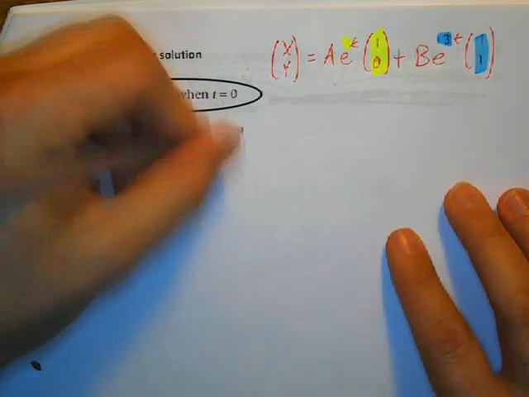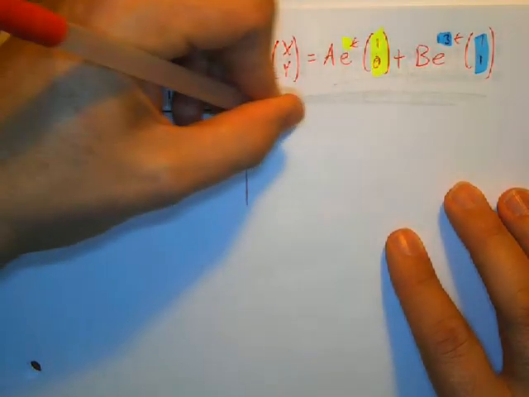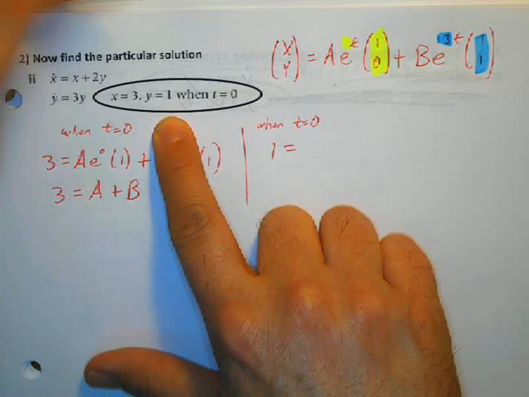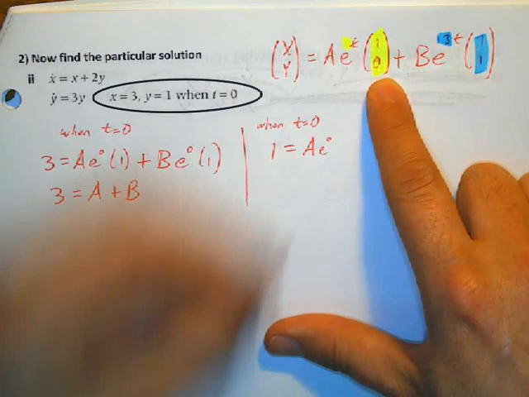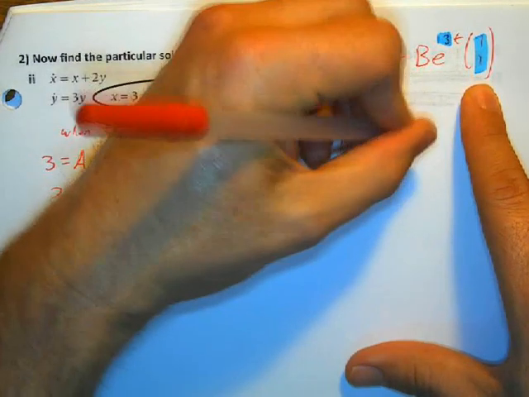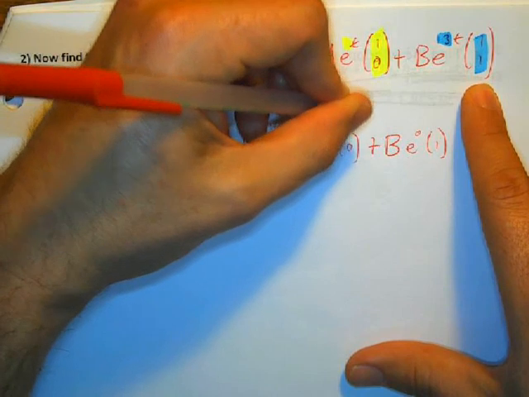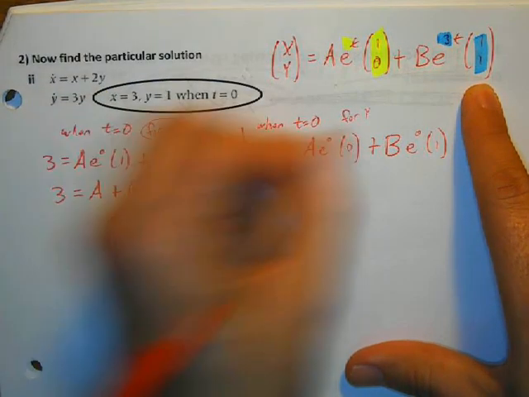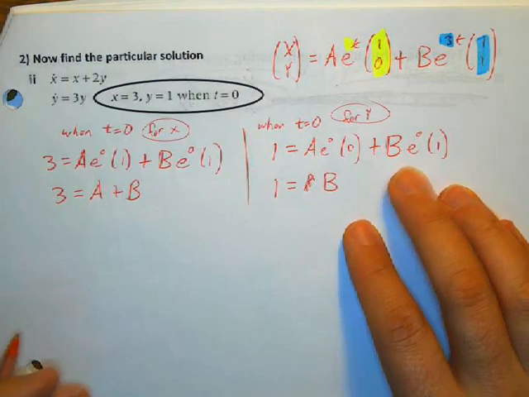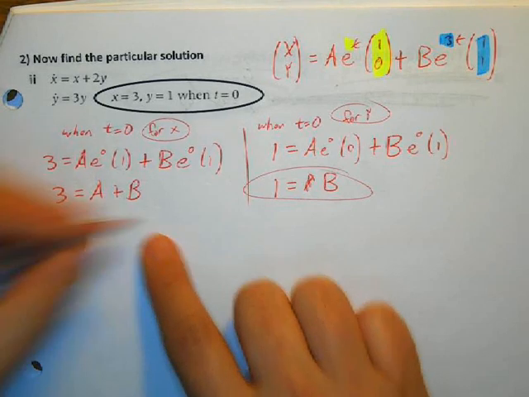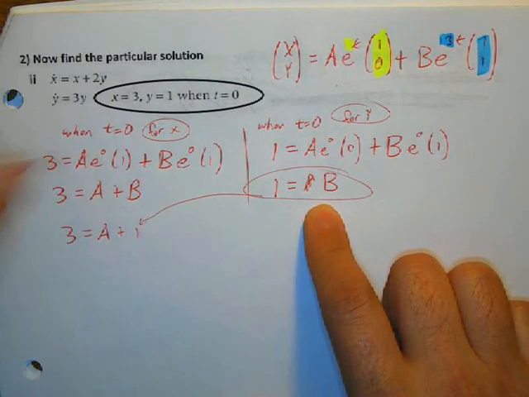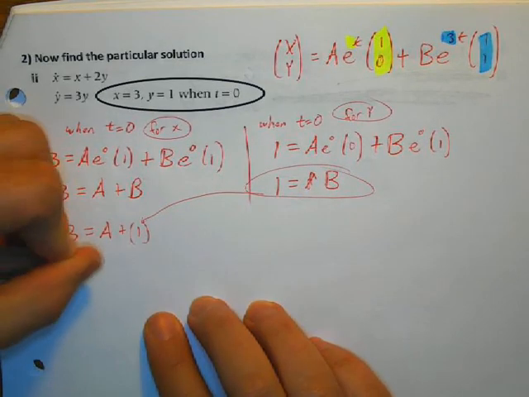All right. And now when t equals 0, to solve for y, we've got 1 equals a e to the 0 times 0 plus b e to the 0 times 1. This is for y. This is for x. Okay, this simplifies to 1 equals, well, that's gone. 1 equals b. Well, that's easy. So now we can solve for a. So a plus 1. So that means a has to equal 2, right?